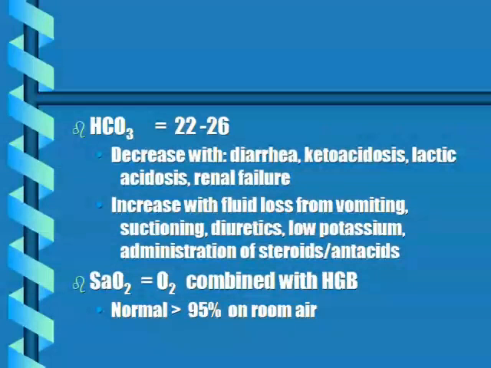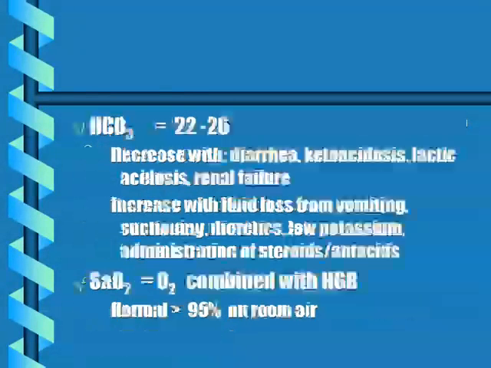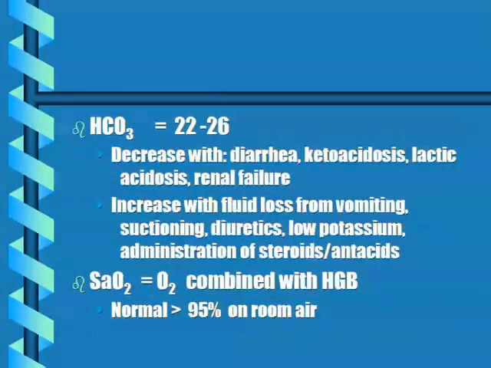You can also, I'll go back one. You can also check your base excess. And when you get your blood gases, it'll automatically come up there. Plus or minus 2 is the average. If it's greater than 2, you're alkaline. If it's less than 2, you're an acid.